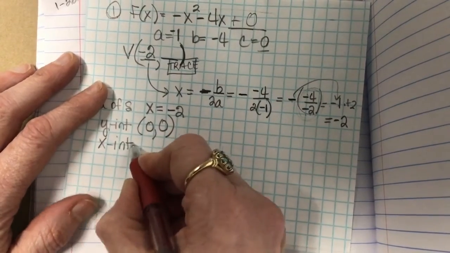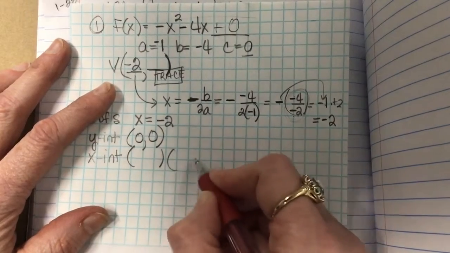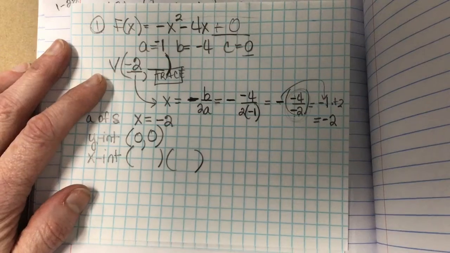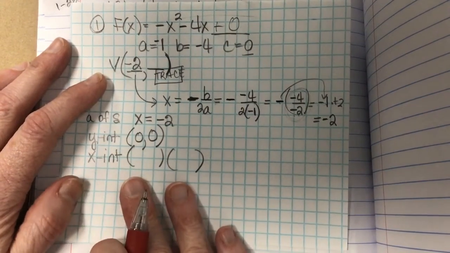X-intercepts, there will be 2. Allie asked me last block, can we just look at the graph? Yes. If you can't tell, we can do the quadratic formula. And I really want you to know how to do that with the quadratic formula. So, and there will be 2 on this one.